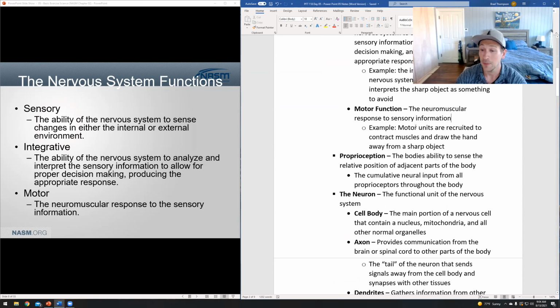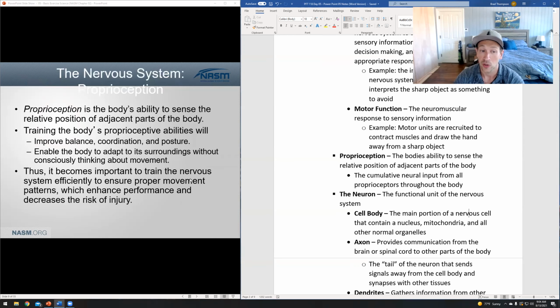So for example, motor units are recruited to contract the muscles that draw away your hand from a sharp object, right? You put your hand on a stove, information comes in saying, holy crap, that's freaking hot, right? And then integrative information goes, yeah, we should definitely move the hand away. The muscle we should recruit for that is the biceps, right? And then boom, I do a little bicep curl, and motor function contracts that. So those are the three primary jobs of our nervous system.